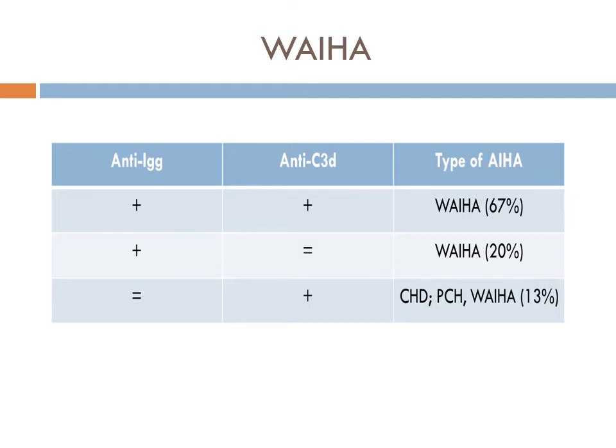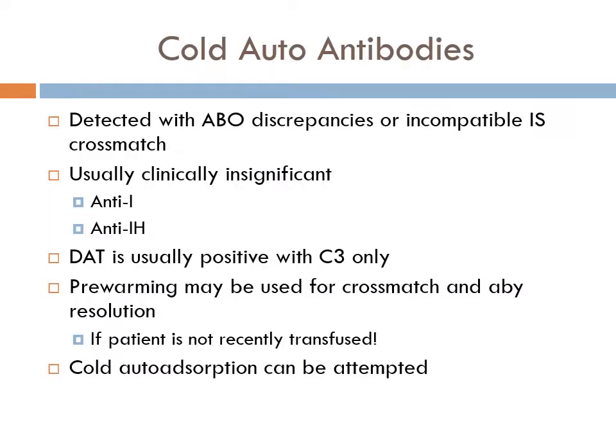Cold autoantibodies, sometimes the bane of my existence. These are normally detected with ABO discrepancies or incompatible immediate spin cross-matches. We can also detect these because the cold autoantibodies like to show up in more sensitive testing methodologies such as gel technique or solid phase technique. They may look like they're clinically significant antibodies, but with the proper resolutions, we can see there's nothing actually there. They are usually clinically insignificant.